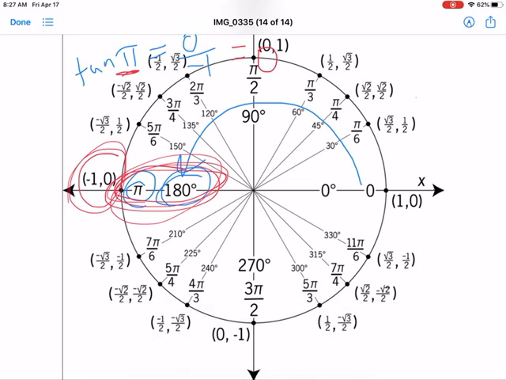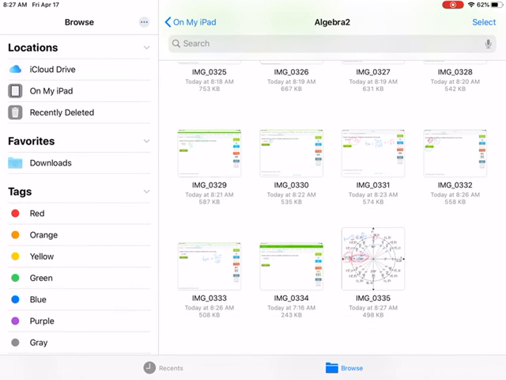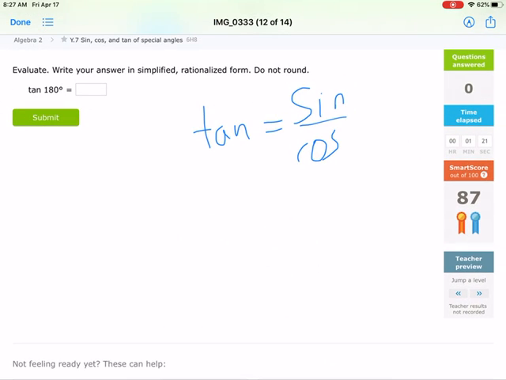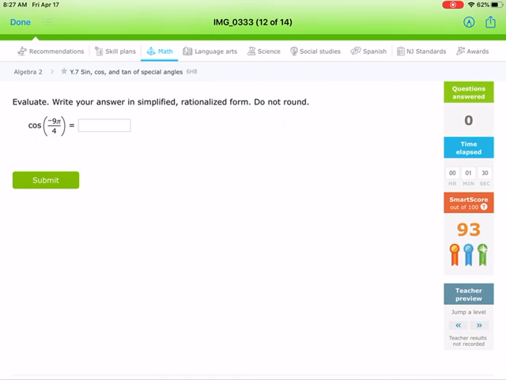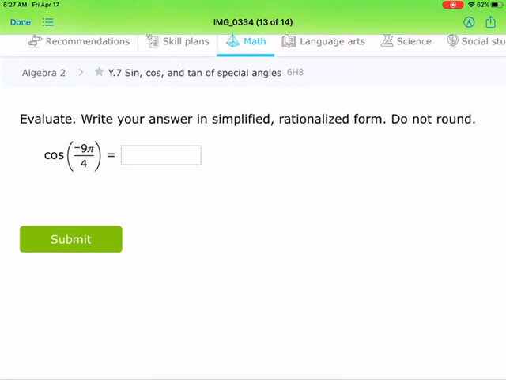So let's go back to our question. There it is right there. And we know that tangent of 180 is equal to 0 over negative 1, which is just 0. Hit submit. Done. Cool. And there we go.